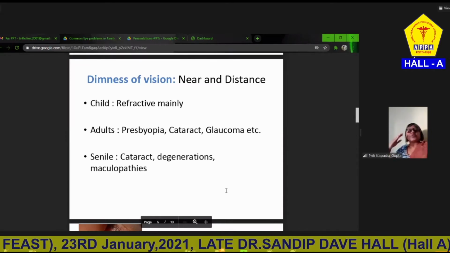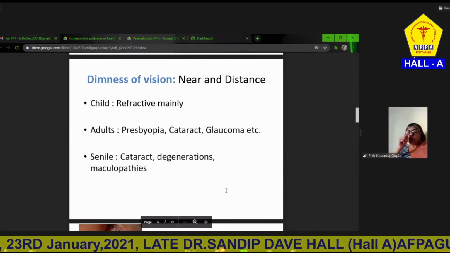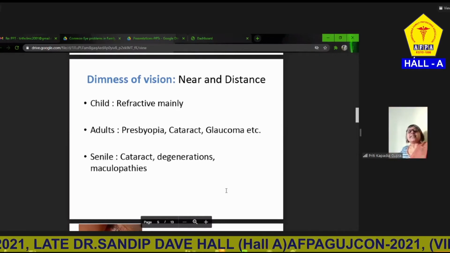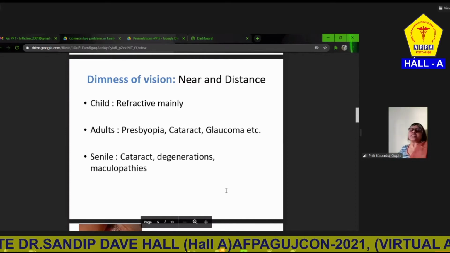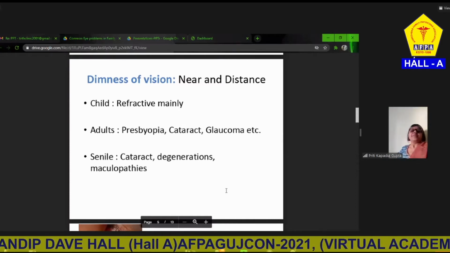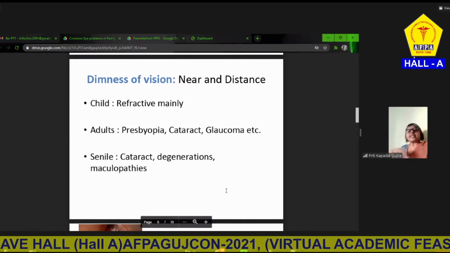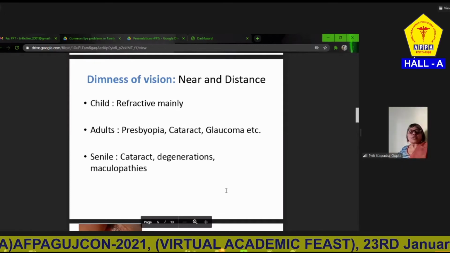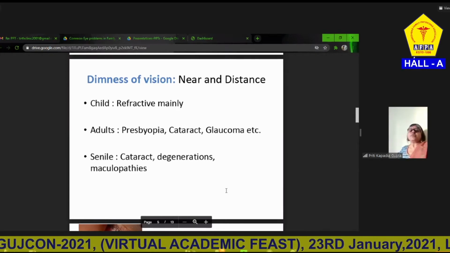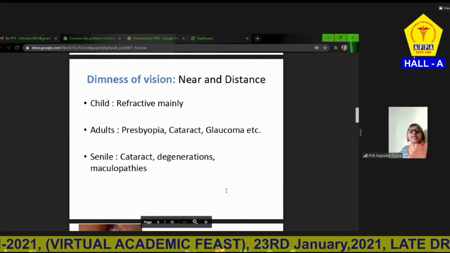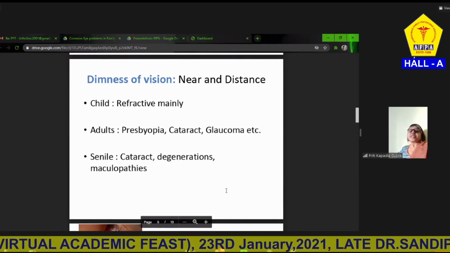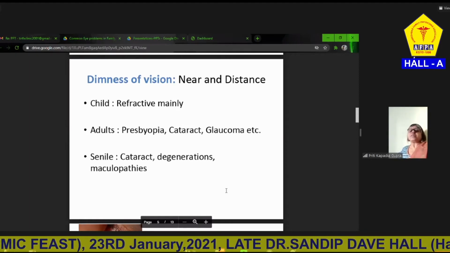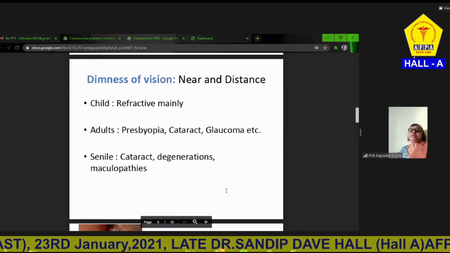If the vision is very poor, and if you put a hole in front of the patient's eye and the vision improves, that definitely means he or she has a refractive error. If it doesn't improve, then it can be some organic cause. If we talk about adults, for near vision, we all know that it can be presbyopia, or if it is a senile age group, it can be a cataract. And if it is associated with pain and redness, it can be glaucoma.